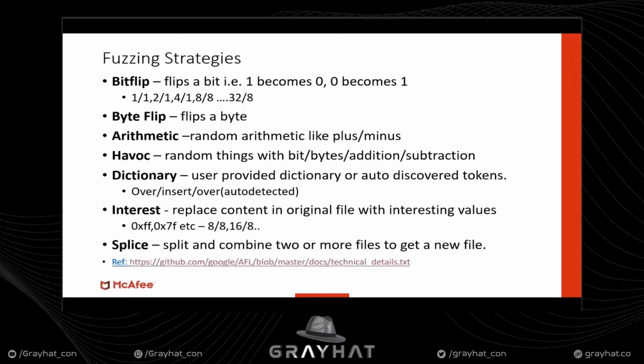AFL also has the capability to detect dictionary words. It can figure them out because it's a coverage guided fuzzer, so it will monitor the program execution, and based on that it can figure out the keywords.